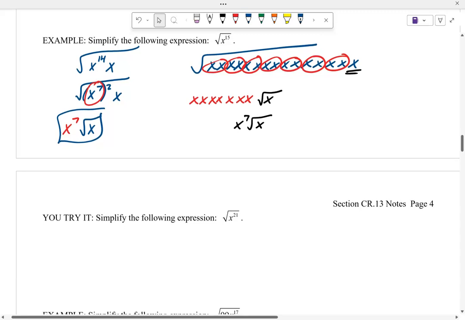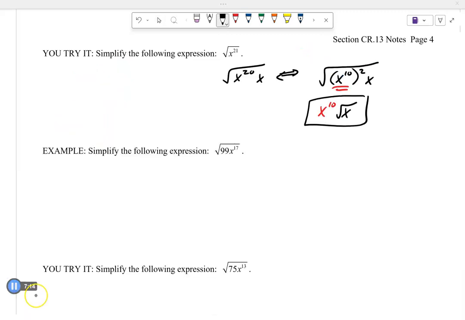Why don't you guys try that, square root of x to the 21st. Go ahead and check your work on that. You get x to the 10th root x. Let's move on to the next one.